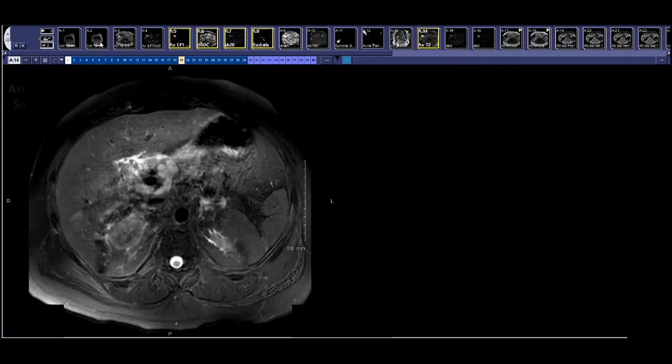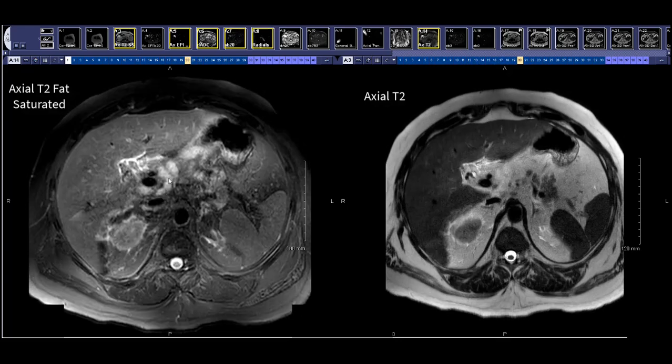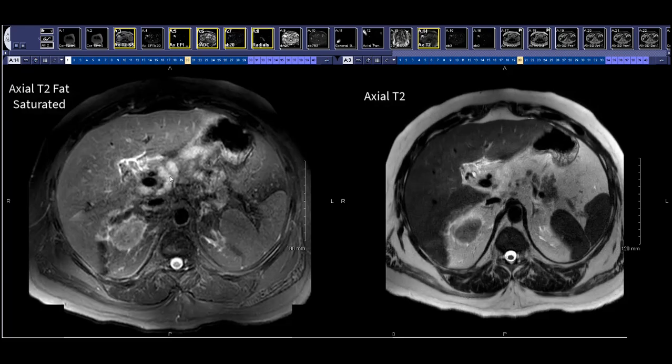They tend to look not as bright on the regular T2. You can compare here. So here's on the T2 fat sat, and here's on the regular T2. They're just kind of that intermediate gray signal. Very easy to miss here, very hard to miss here.